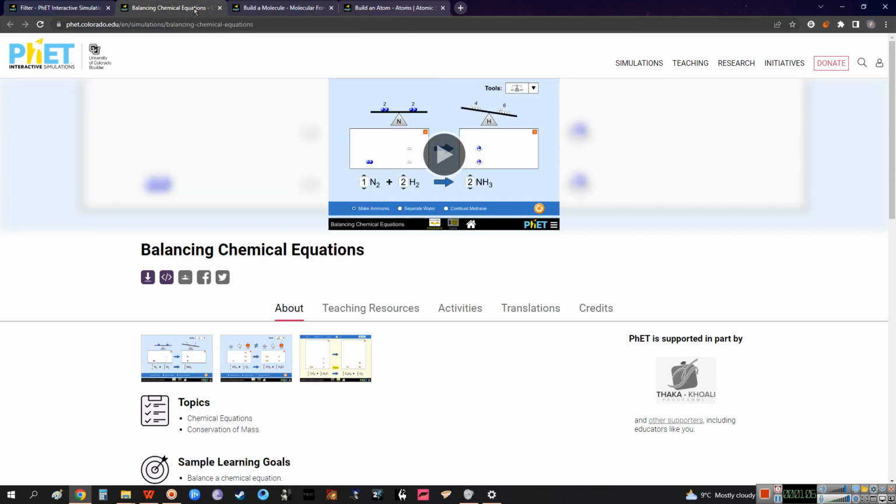Now we're moving on to the next part of our syllabus, which covers balancing equations after the structure of molecules, right? So let's begin.